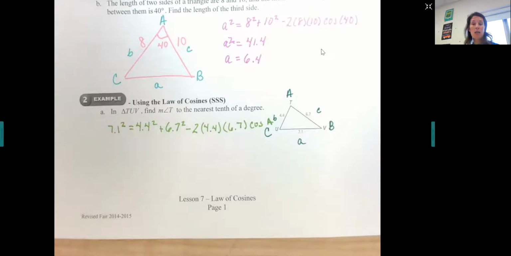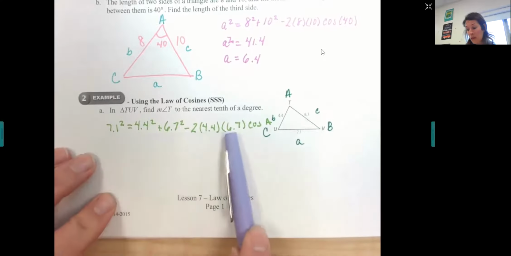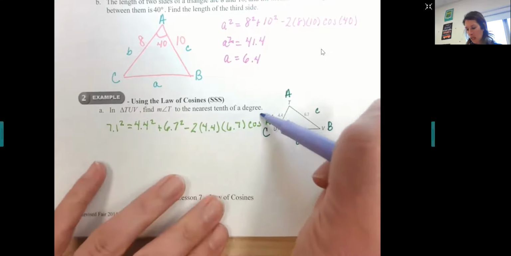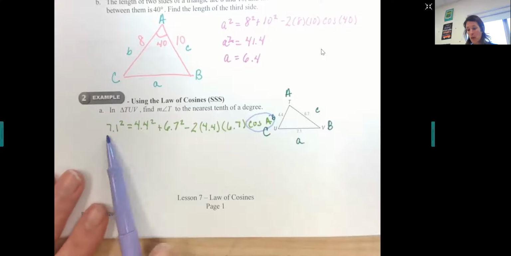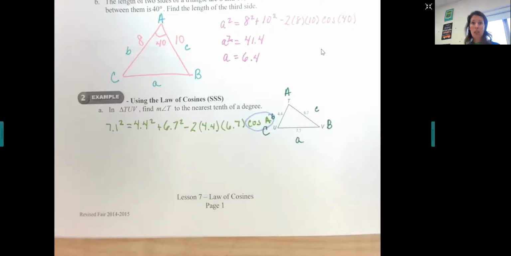Now, I feel like sometimes we have a hard time identifying what we're solving for when we have sine and cosine. Notice all of these are numbers except this. We are solving for that. What I'm going to do first is I'm going to put all of these as numbers. You are also going to be doing that with me so that we can see what we have to do.